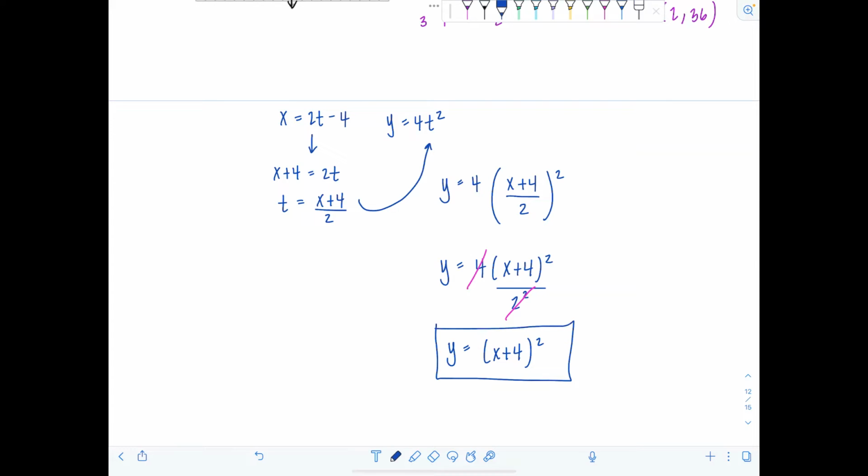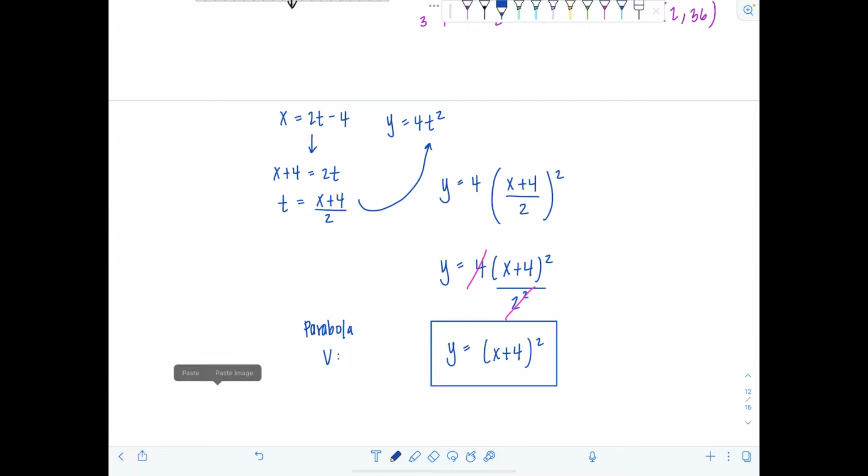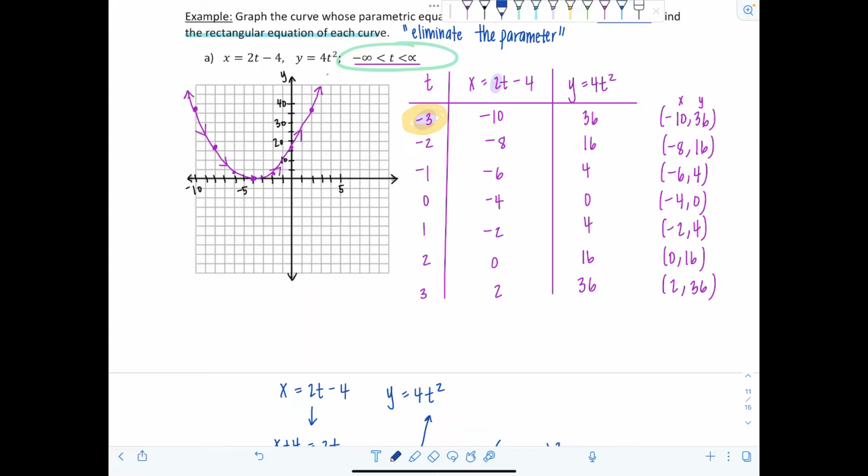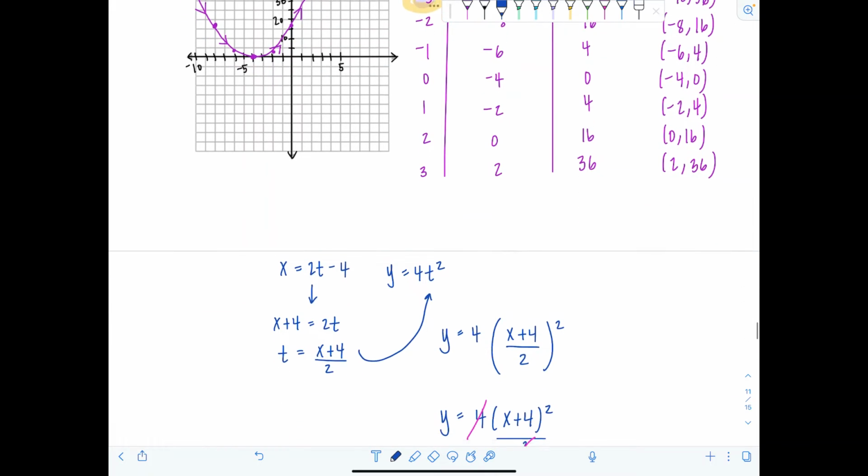And you guys, you studied parabolas a little while ago, but hopefully you haven't forgotten everything. This is the equation of a parabola whose vertex is at -4, 0, opens upward. Check. Is that what we graphed? Why, it is. Look at us. So professional. Okay. If you want to eliminate the parameter first so you know what sort of graph you're supposed to get, you can always do that too.